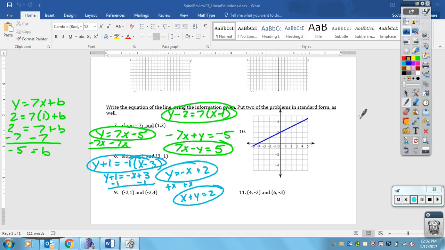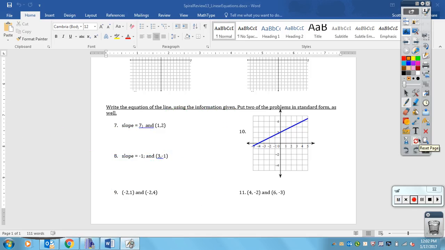Number 9 requires a bit more work, so I'm going to clear some of this out. I need to find the slope first. The points are (-2, 1) and (-2, 4). I'm going to find my slope m, which is change in y over change in x: 4 minus 1 over -2 minus negative 2. That's right, -2 minus another negative 2. 3 over, keep change, 0, which means it's an undefined slope.